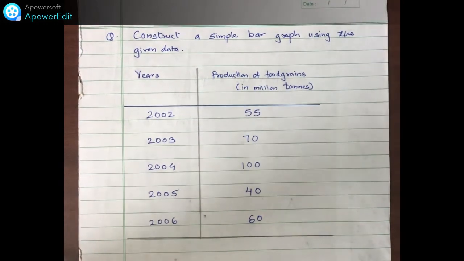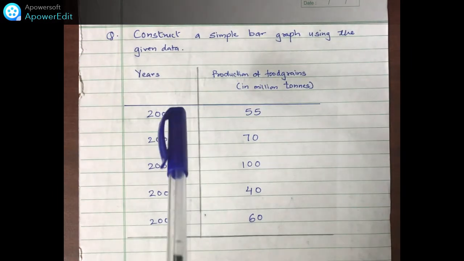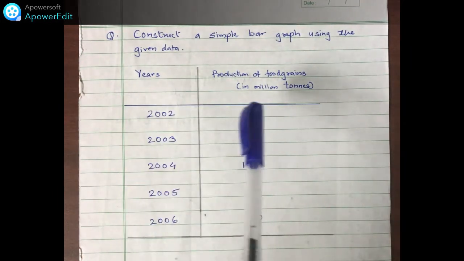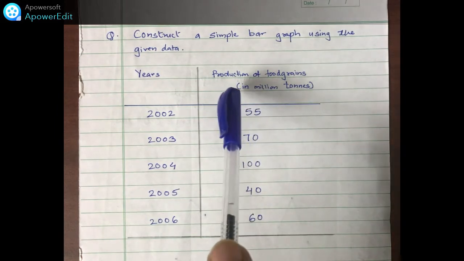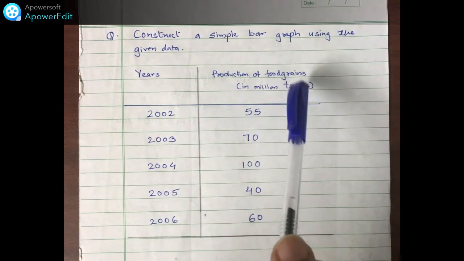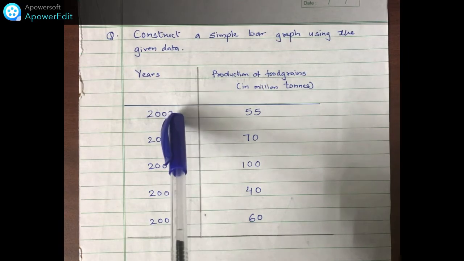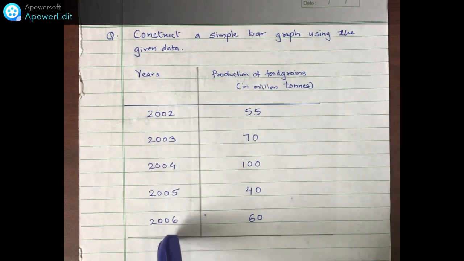Now this is the data that is being given to us. Again we have the years which we are going to plot on the x-axis, and we are given the production of food grains in million tons which we are going to plot on the y-axis. The years given to us start from 2002 and run up to 2006.